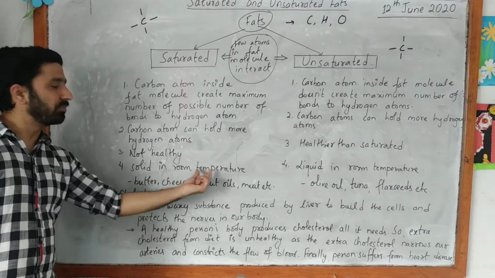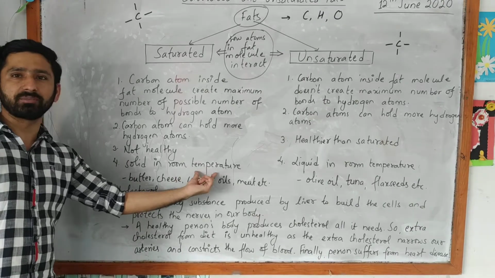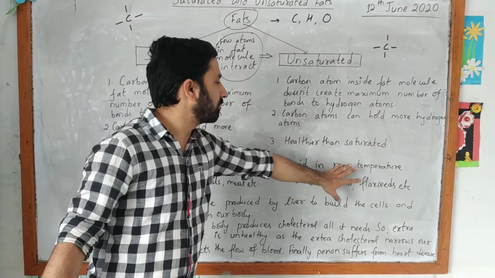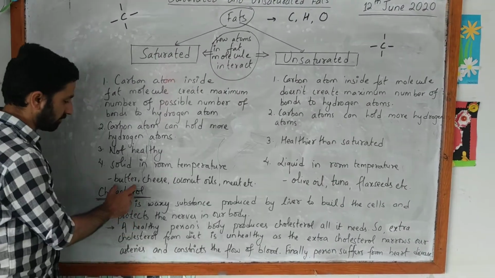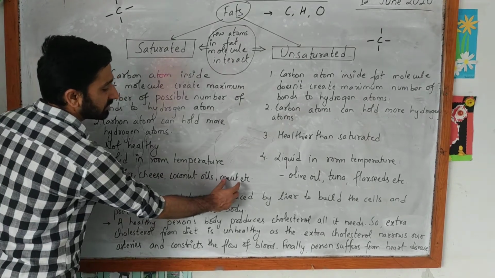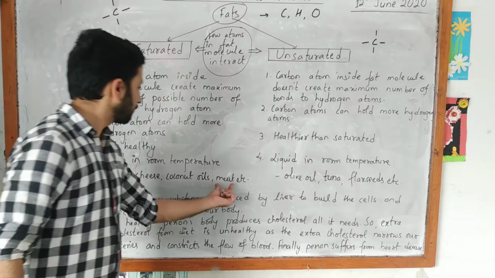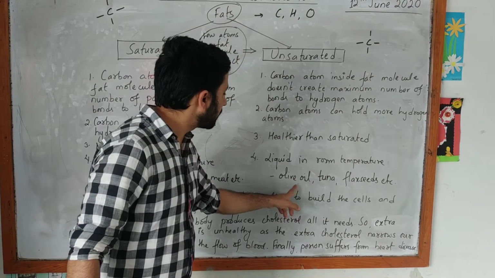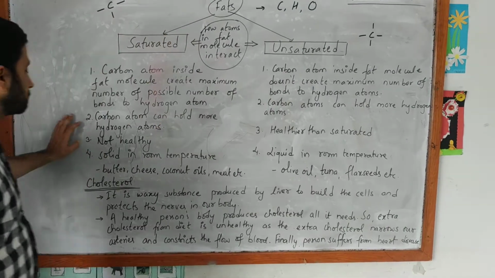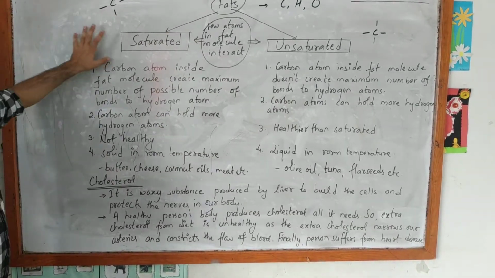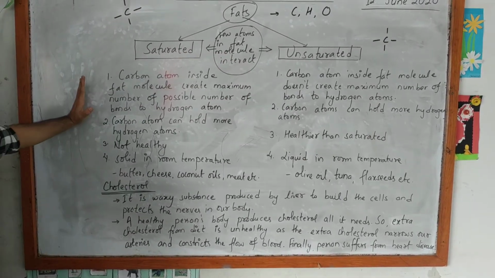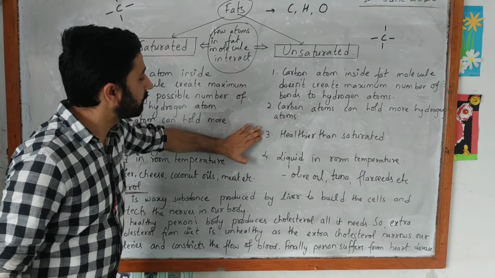Saturated fats are normally solid at room temperature, that means normal temperature and pressure around us. Normally unsaturated fats are liquid at room temperature. We can clarify more with the help of examples: butter, cheese, coconut oil, meat, that means the fat found in meat. And in unsaturated, olive oil, tuna, fish, flax seeds, a kind of seeds that is common in India. Now we discussed saturated and unsaturated by comparing in 4 different points and their examples.